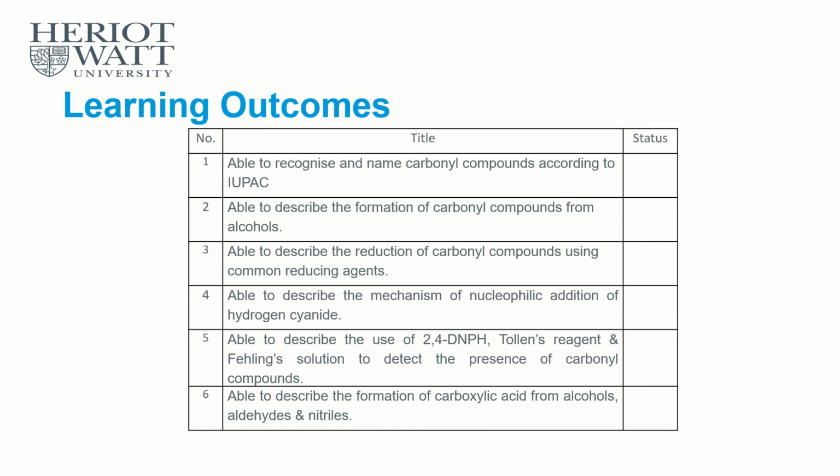nitriles. Knowing that when you oxidize a primary alcohol, you get an aldehyde, then further oxidize it into carboxylic acid. And for aldehydes, you may just oxidize a little bit more, then you get carboxylic acid. And nitriles are compounds that contain CN, cyanide, C triple bond N. Again, when you use aqueous acid or base solutions, heat under reflux to hydrolyze them, either acidic hydrolysis or alkaline hydrolysis, you will turn the CN into COOH. So these are the learning outcomes that we need to know about this topic.